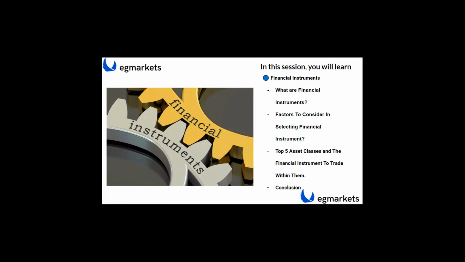Now, top 5 asset classes and the financial instruments to trade within them. So, what are the asset classes that we all know? I'd like to get a response in the chat box. I like to get everybody's opinion. What are those asset classes? Those financial instruments, to be precise, the asset classes and financial instruments.